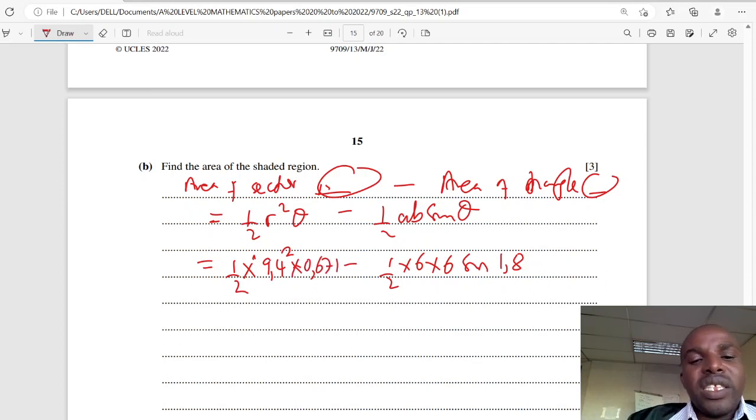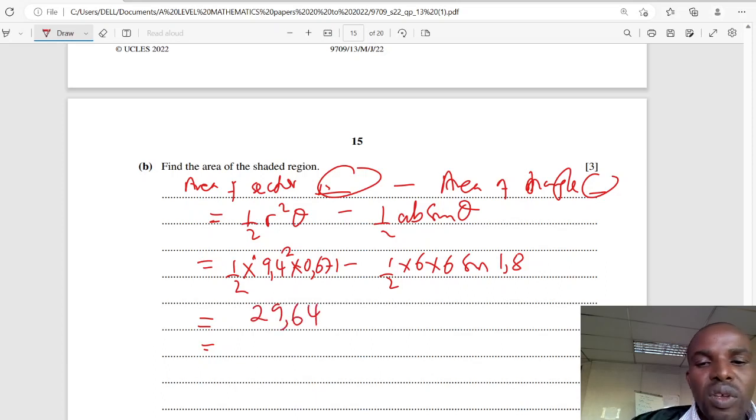0.671, like this. Then done. You can just punch in your calculator, you find your item here. So I say 9.4 squared, then times 0.671 divided by 2, 29.64 minus this one.